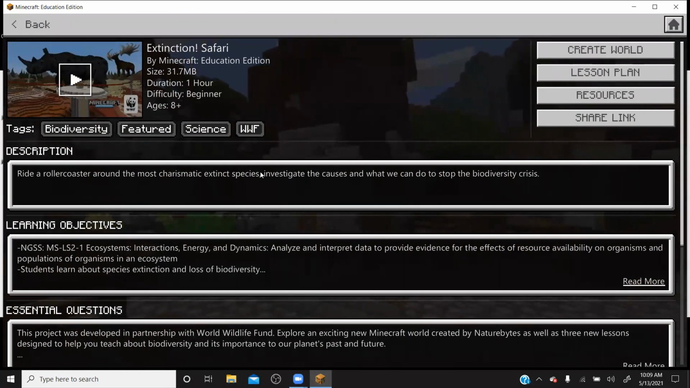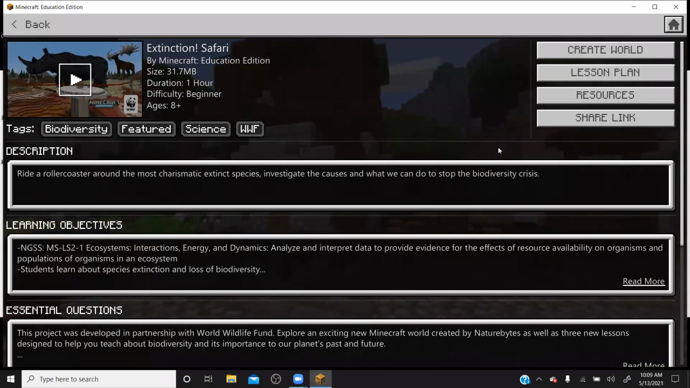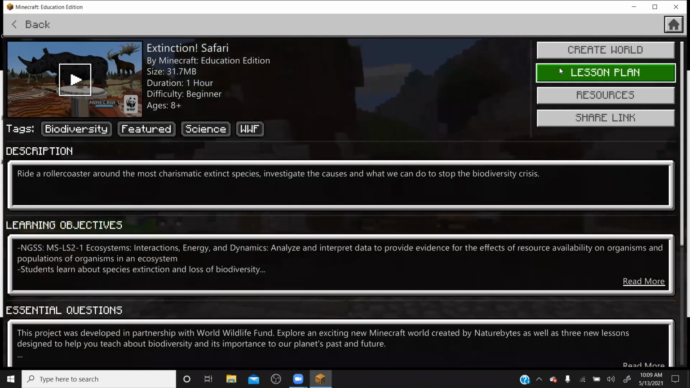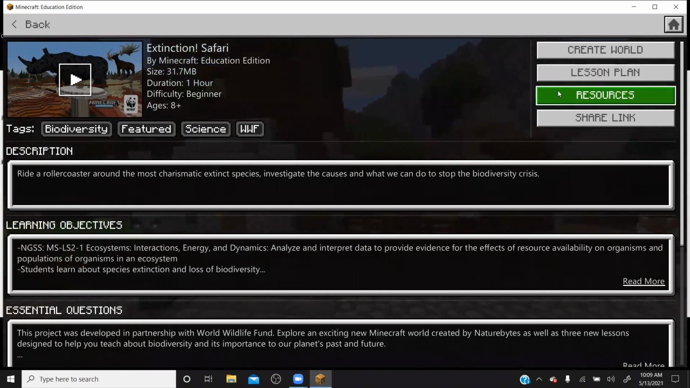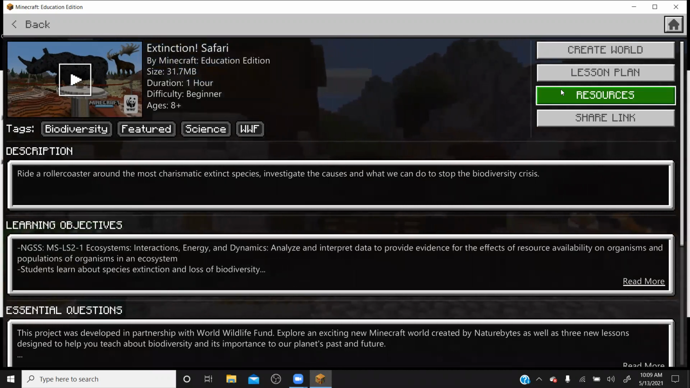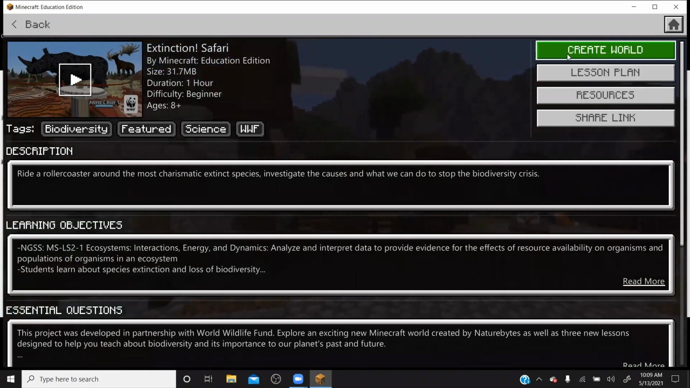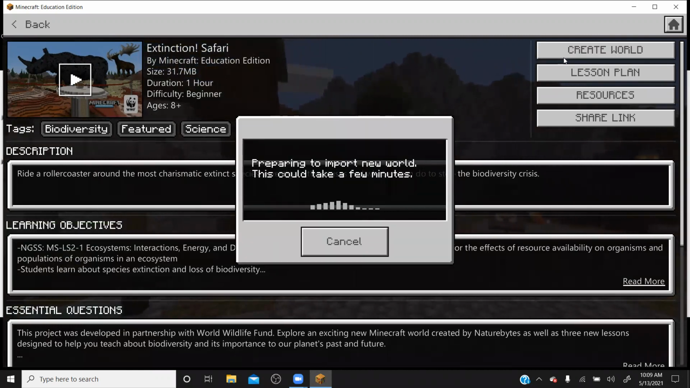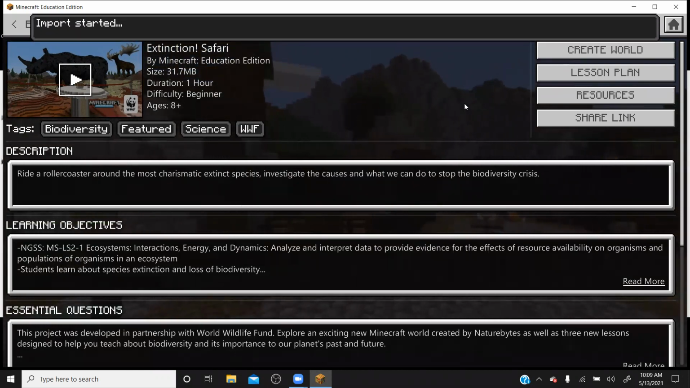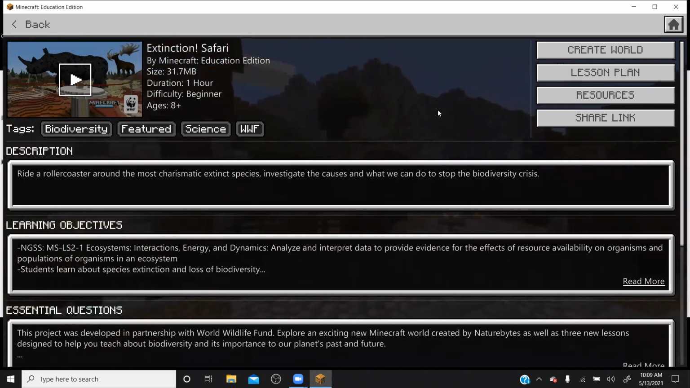Now, all of these lessons that you have access to, and believe me, there are hundreds across lots of different topics that you would have interest in. You'll find that there are lesson plans where you can literally find resources that will help you understand what you can do a little better, or maybe find some other support information that goes with the lesson that you're learning about. To start the lesson or to start that world, we're just going to click create world, and that's going to open that world up for us and allow us to start exploring in this really cool extinction safari. This safari is really fun.